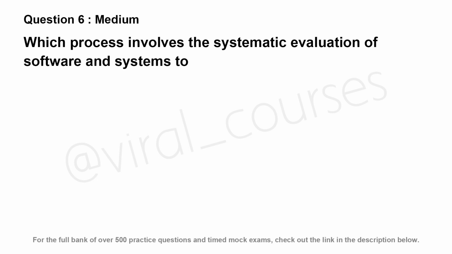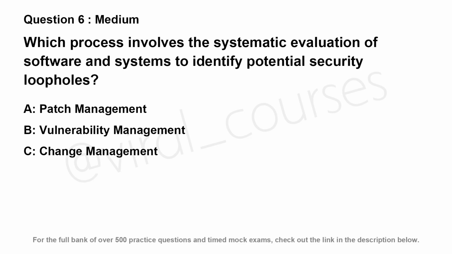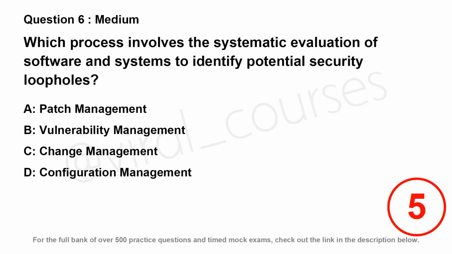Which process involves the systematic evaluation of software and systems to identify potential security loopholes? Option A, patch management. Option B, vulnerability management. Option C, change management. Option D, configuration management.